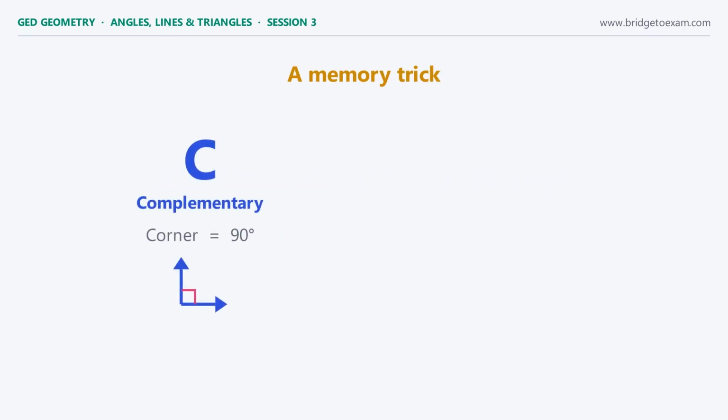Now, these two words are easy to mix up, so let's fix that with a memory trick you'll never forget. Complementary starts with the letter C, and C is for corner, a 90-degree square corner. Supplementary starts with the letter S, and S is for straight, a 180-degree straight line. Corner is 90, straight is 180. So the moment you read the word, the letter tells you the total. C, corner, 90. S, straight, 180.